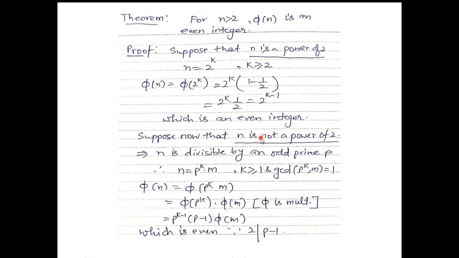Now suppose that n is not a power of 2. Then n is divisible by an odd prime p. If it is not a power of 2, then we can divide it by an odd prime p. So we can write n as p to the power k into m, where k is greater than or equal to 1, and GCD of p to the power k and m is 1. They are relatively prime. So phi of n is phi of p to the power k into m, and because phi is multiplicative, we can use this. So this is equal to p to the power k minus 1 into p minus 1 into phi m, which is even, because 2 divides p minus 1. So this is even.